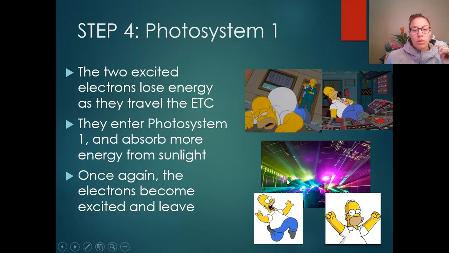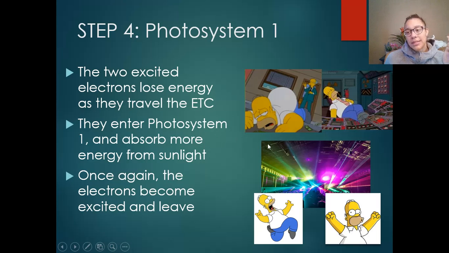Okay. Those two electrons dropped off their energy as they traveled through that electron transport chain. So here's our electrons. They have lost their energy. They're going to enter into photosystem 1, right? Photosystem 1 was identified first, but is actually later in the process. Here's our photosystem. They need to be replaced again in that photosystem.